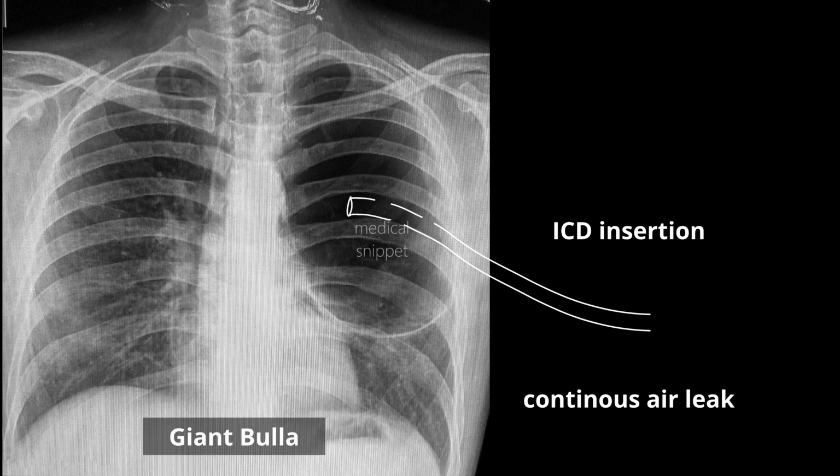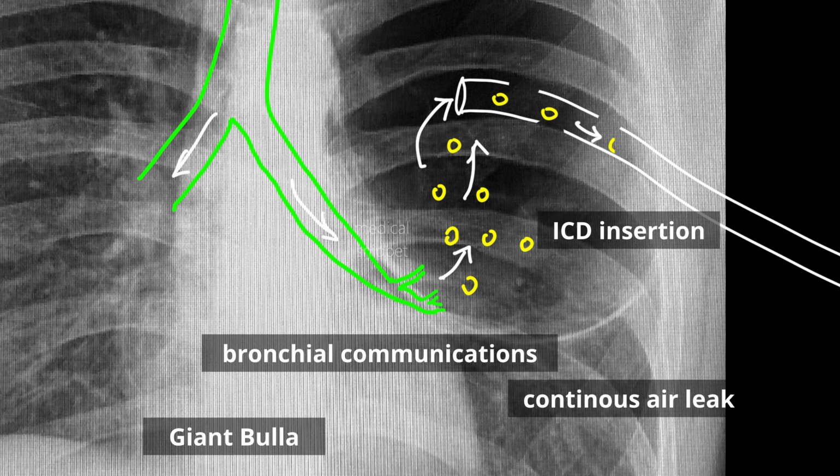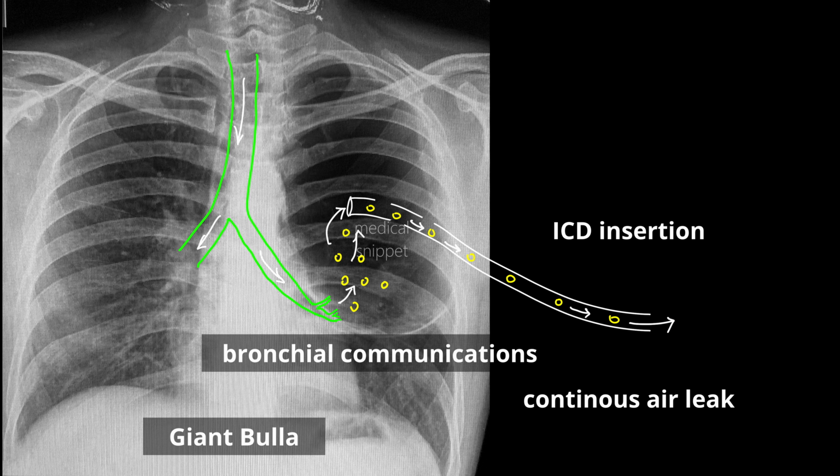Why is there continuous air leak? Because in bulla, there are bronchial communications. By these communications, the inspired air enters into the bulla, and then it enters into the intercostal tube, and then it escapes into the atmosphere. And moreover, the lung won't expand in this case.